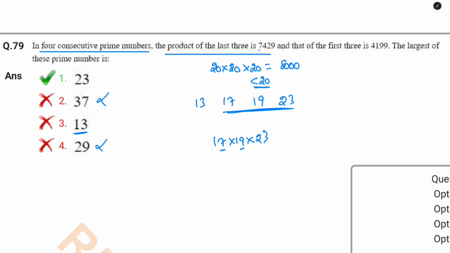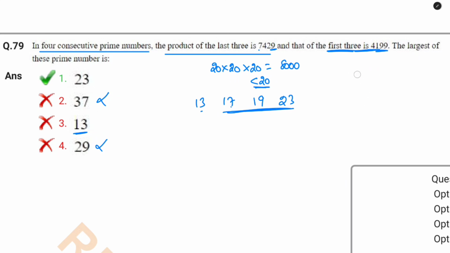So 7 into 9, it will be 63. Last digit is 3. So 3 into 3, 9. So here also 9. Product of first 3: 3 into 7, 21. So last digit is 1. 1 into 9, 9. So we have to check this as well.